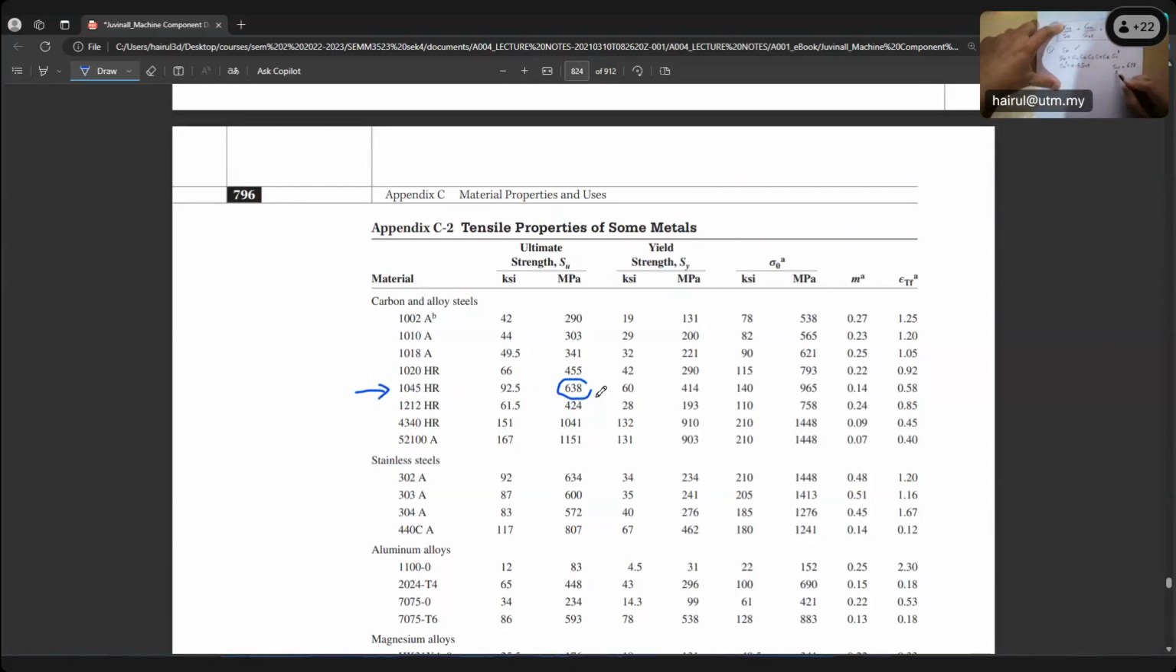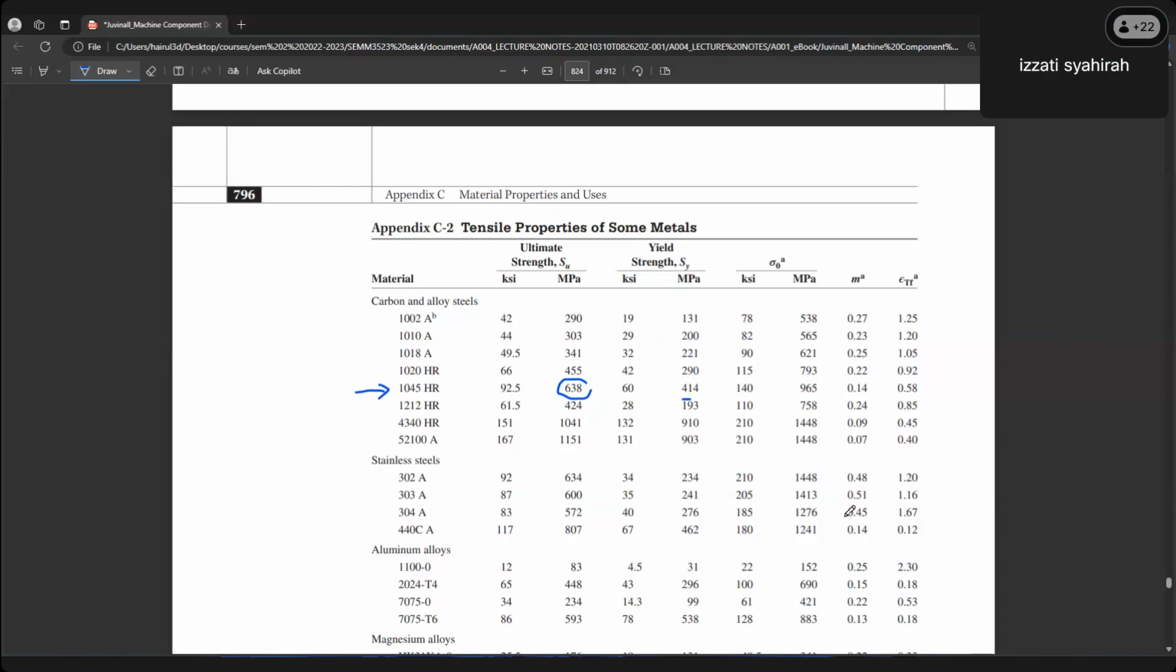Why do I also have to find this? Because if the question asks about Langer, we use SY. Just note it down: SY, the yield strength, is 414. If the question asks about Langer, you use 638 megapascal. Okay, what is SN? Guys, calculate for me: 0.5 times 638. 638 divided by 2 is 319. Okay, 319 megapascal.